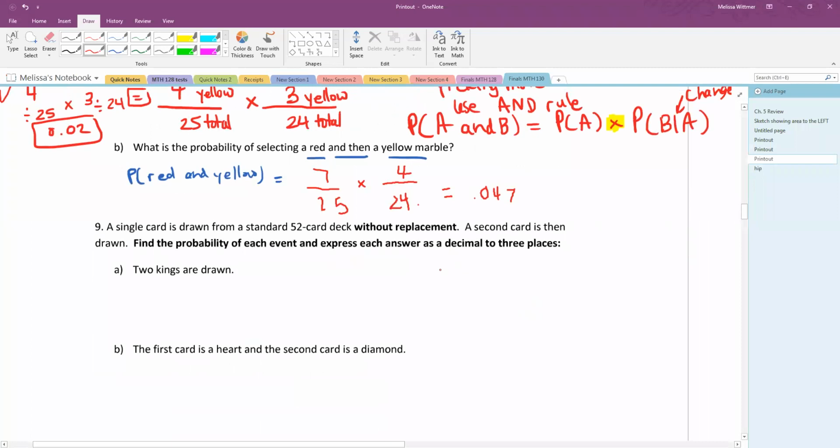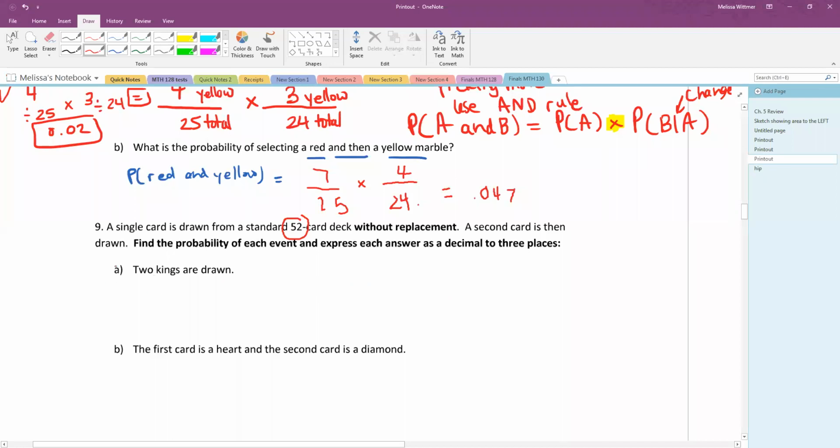Question 9 talks about probability involving a deck of cards. So be familiar with a deck of cards. A deck of cards will always have 52 total, 4 suits. So the red suits are your hearts and diamonds. Black suits are clubs and spades. 52 divided by 4 gives you 13 cards in each suit. Your number cards are 2 up through 10, and then you've got your face cards, Jack, King and Queen, and then ace is just ace in these probability questions.